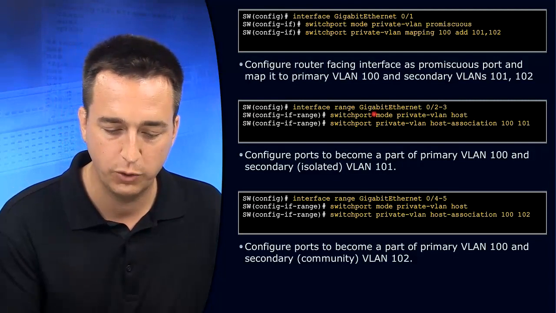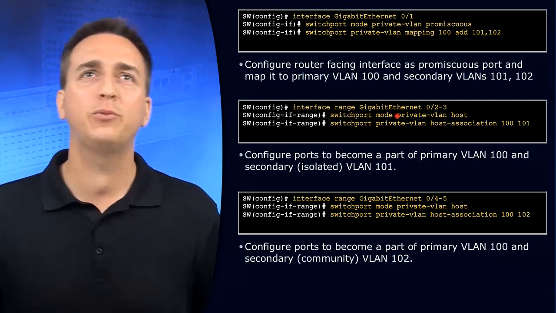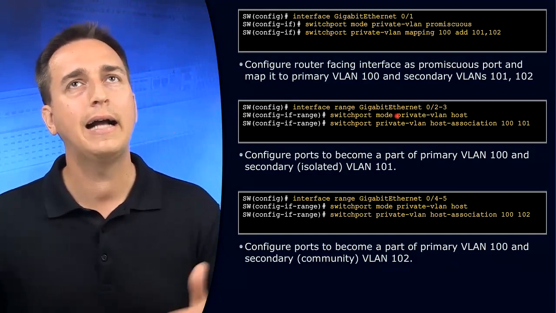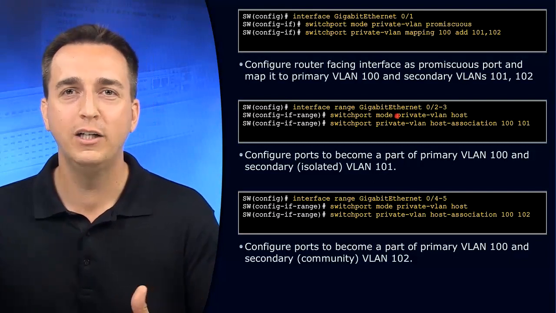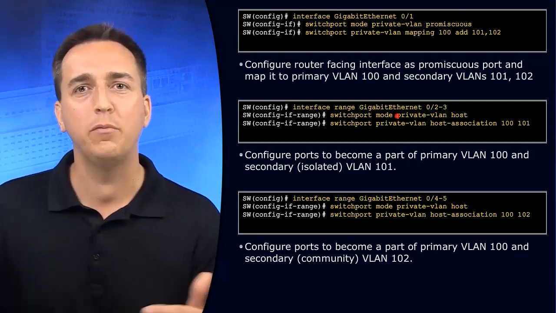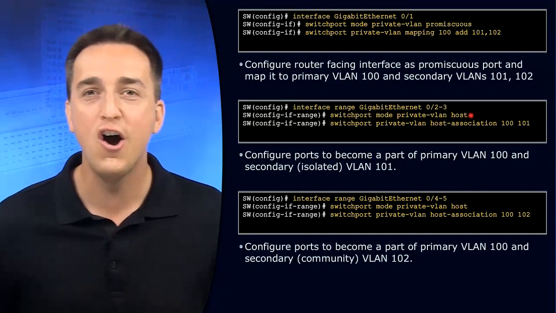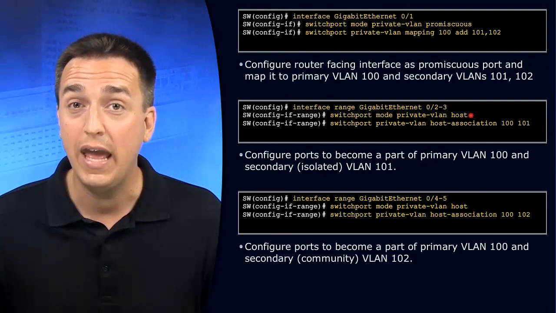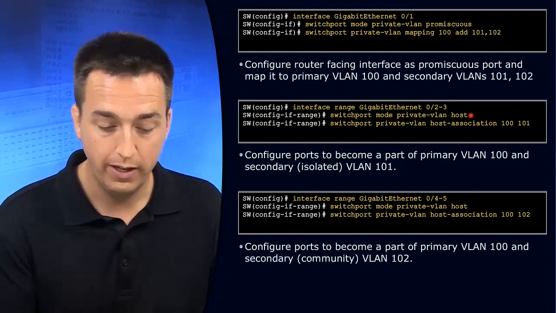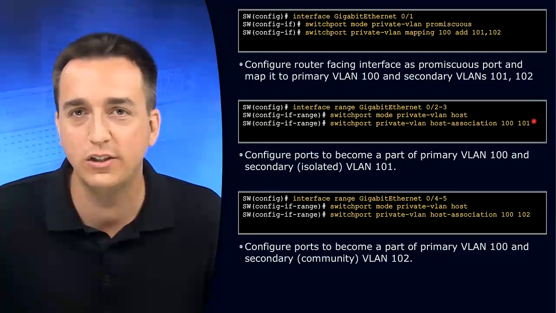And notice the command is switchport mode. Well, what are the other options we have? Switchport mode access. Switchport mode trunk. Switchport mode dynamic desirable, dynamic auto. In this case, it's switchport mode private-vlan host. And then we have to specify what the host association is.